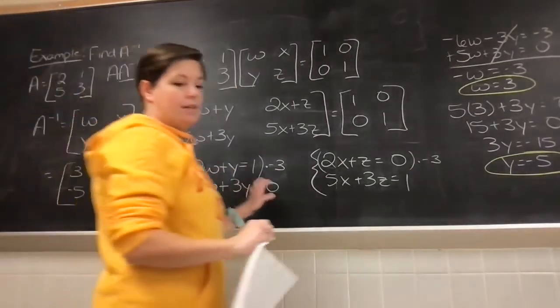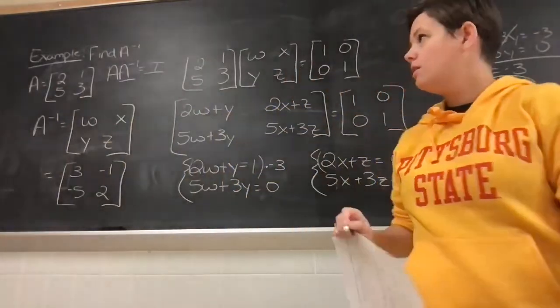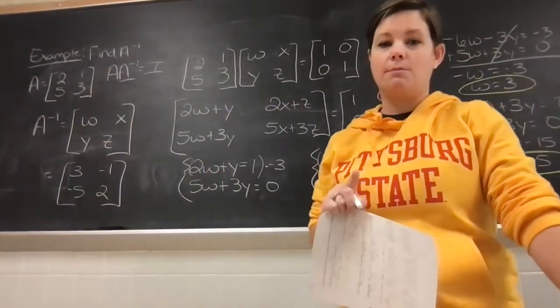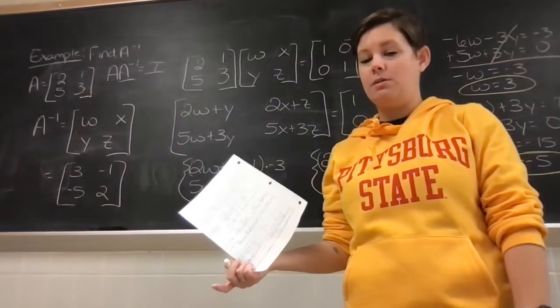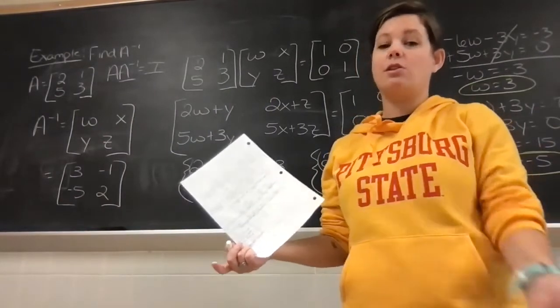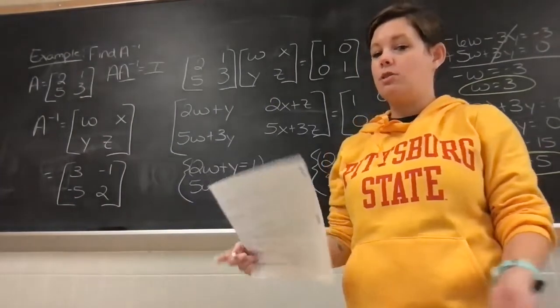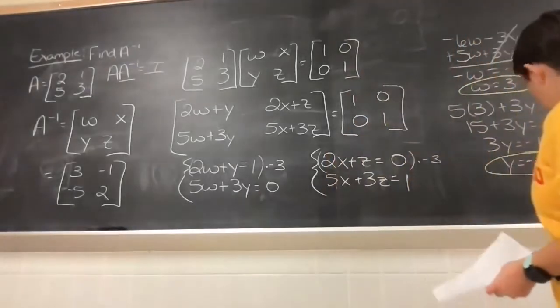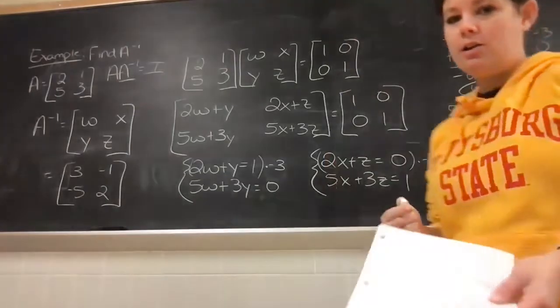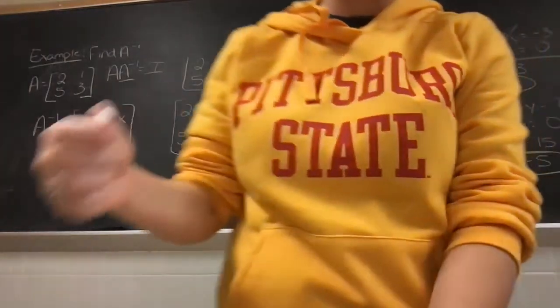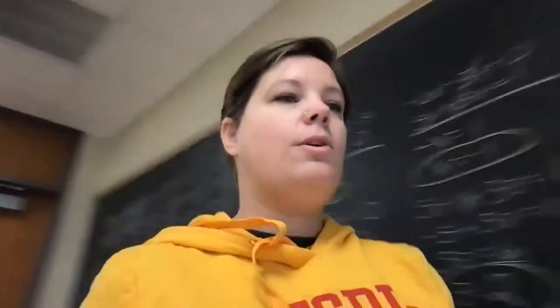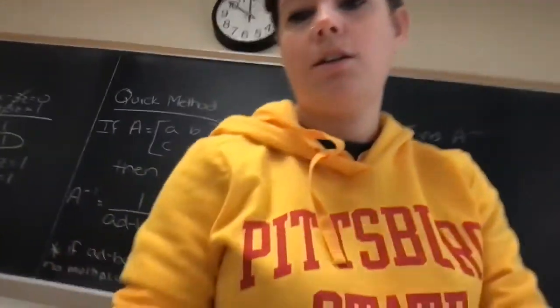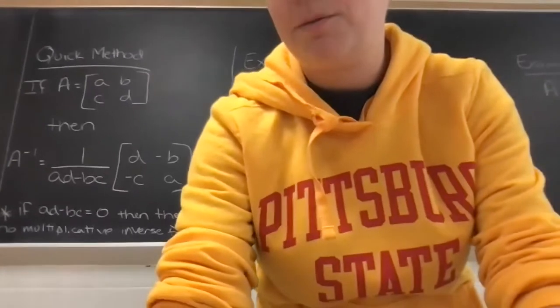So this is one method of how you would find the multiplicative inverse of a matrix. This is what I would call the long method. It's still good, it's just long. It does show you though why it works and how it works. However, there is a quick method that I know once I show you, you will never want to do this method again. That's why I show you this method first. So that then when I show you the quick method, at least you've seen the long method, okay?